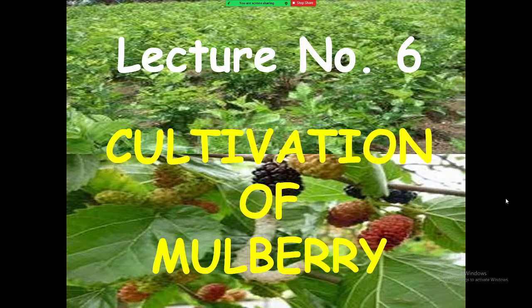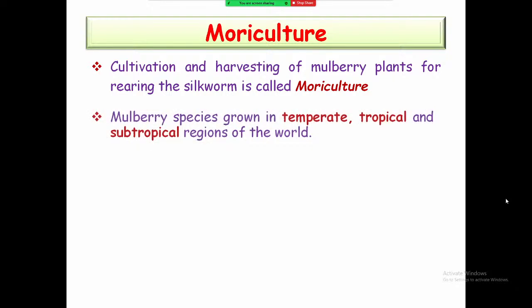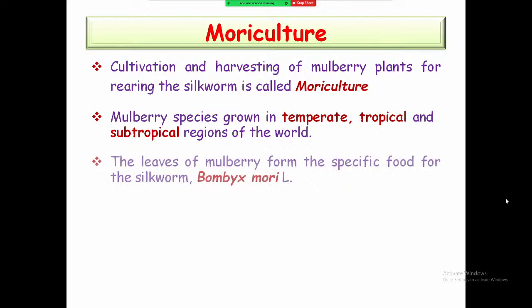Now we see what is moriculture, that is the cultivation of the mulberry plants. So what is moriculture? The cultivation of the mulberry plant for the purpose of rearing of silkworm is called moriculture. Here there are different species of the mulberry which are grown in temperate, tropical and subtropical regions of the world. These mulberry plants are specially used as food for the silkworm species Bombyx mori.